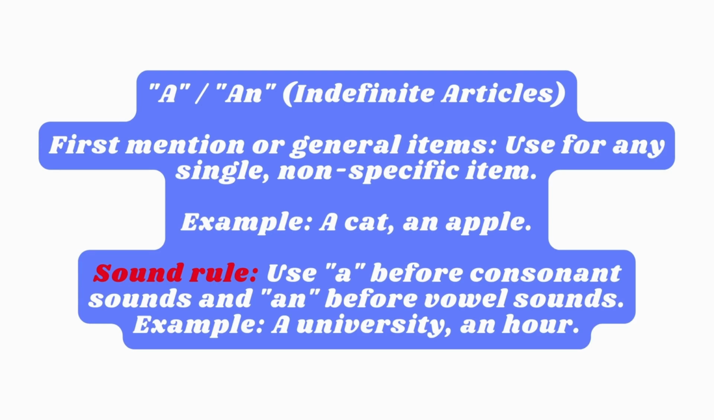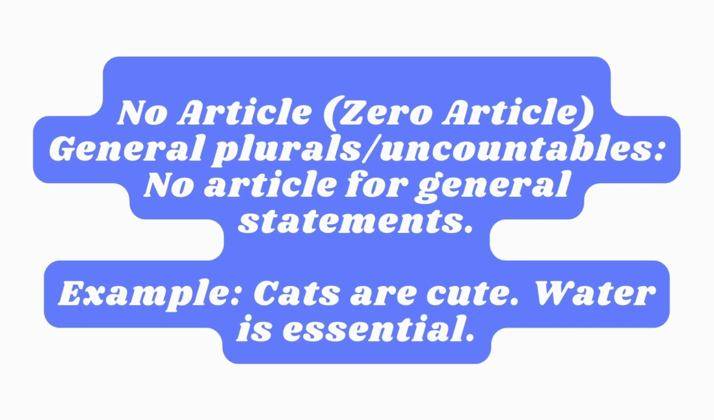So for example, a university, you may say, but hang on, an must be used before a vowel, but we are emphasizing the sound, and university sounds like it starts with a Y, right? A university. The same with hour, it is not huh-our, but our. So the sound is O, not H. So an hour. Finally, no article is used when we are talking about general plurals or uncountables, such as money, sugar, water. Cats are cute. Water is essential.